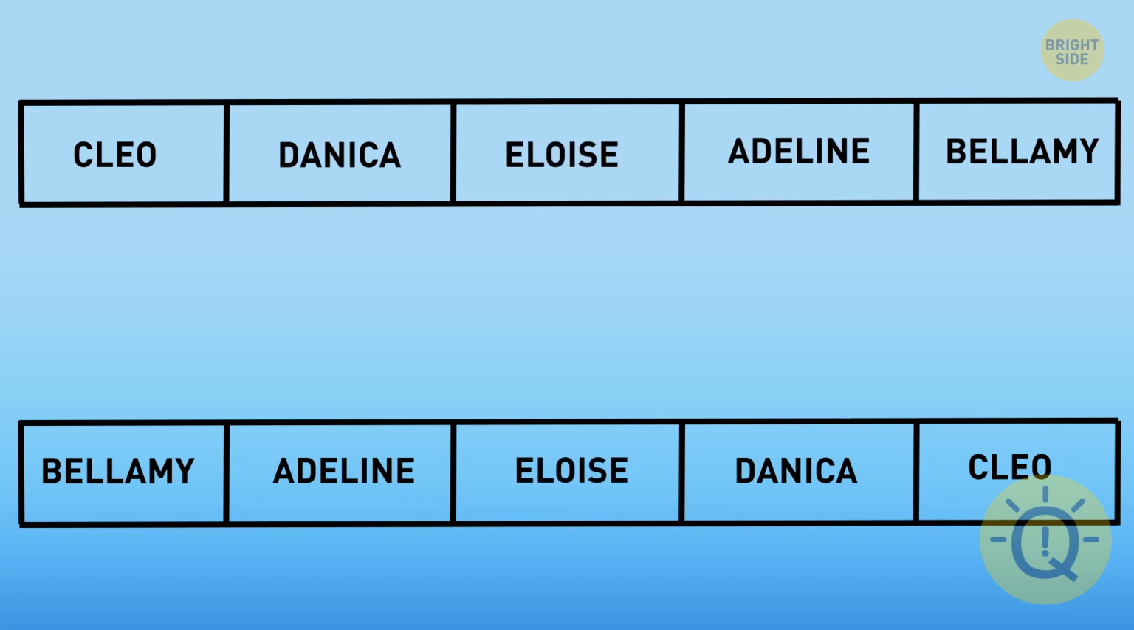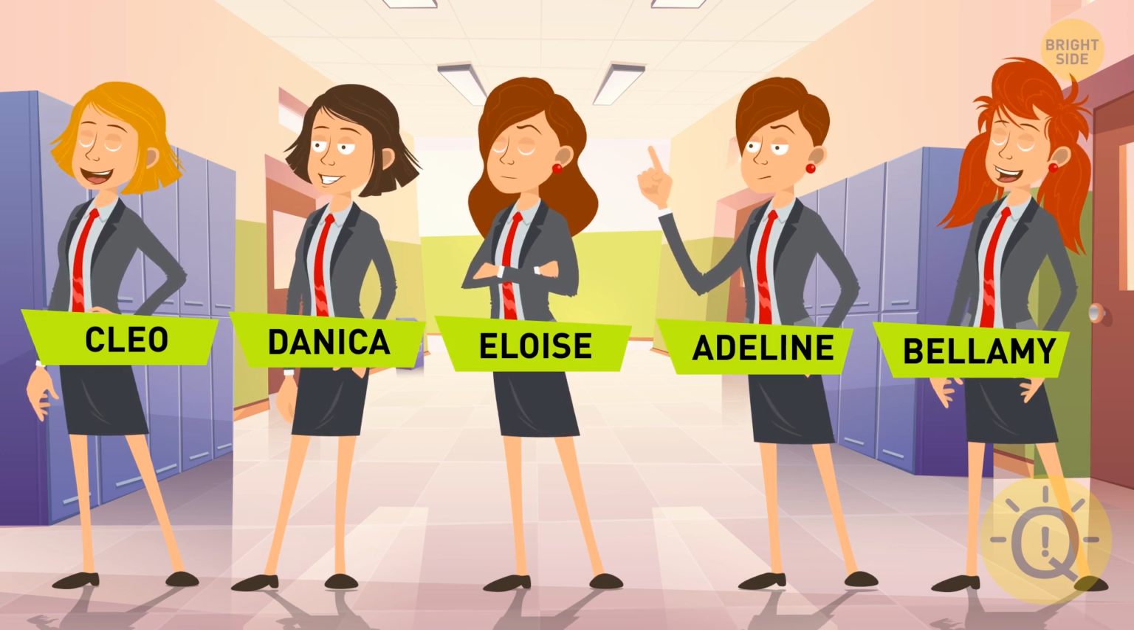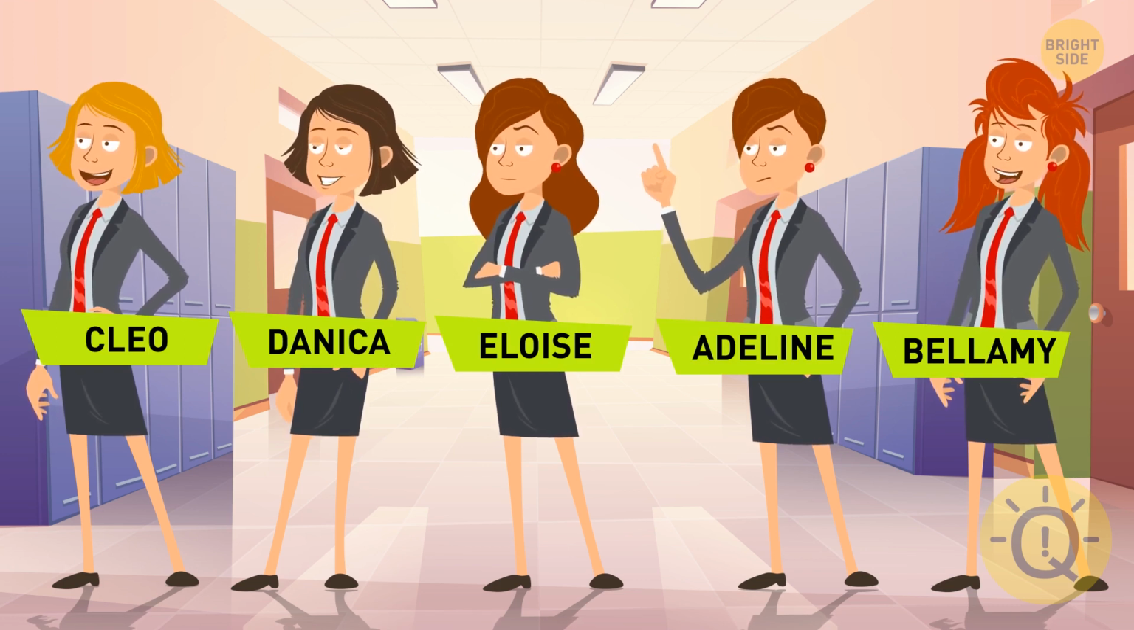Now, let's remember the last condition that Danica is on the left of Eloise. So, the first order is correct. It's Cleo, Danica, Eloise, Adeline, and Bellamy. Whew!